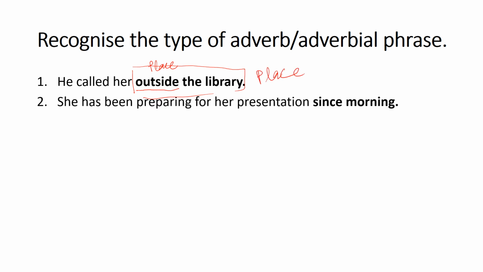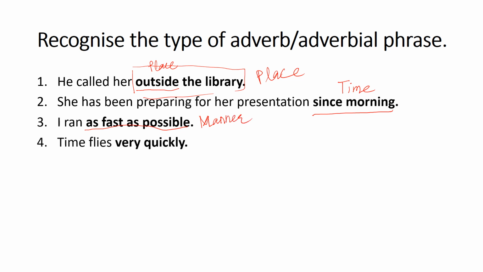Sentence number two. She has been preparing for her presentation since morning. It is very much easy. Since morning is an adverbial phrase of time, right? Adverbial phrase of time. Okay, I ran as fast as possible. In what manner? I ran as fast as possible. So it is an adverbial phrase of manner.